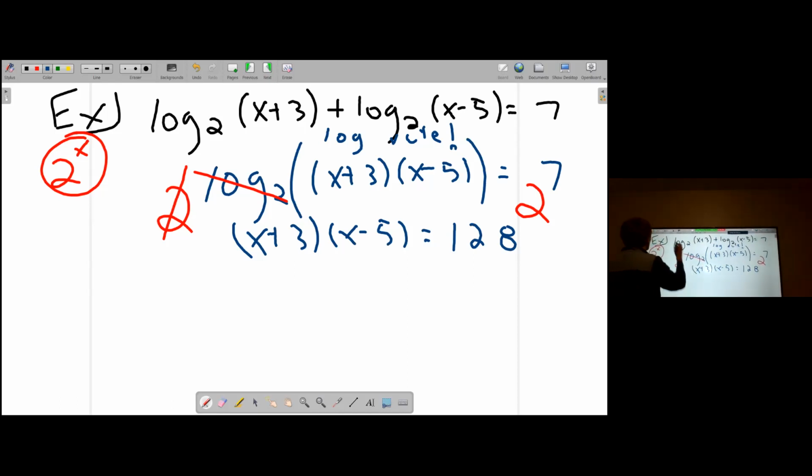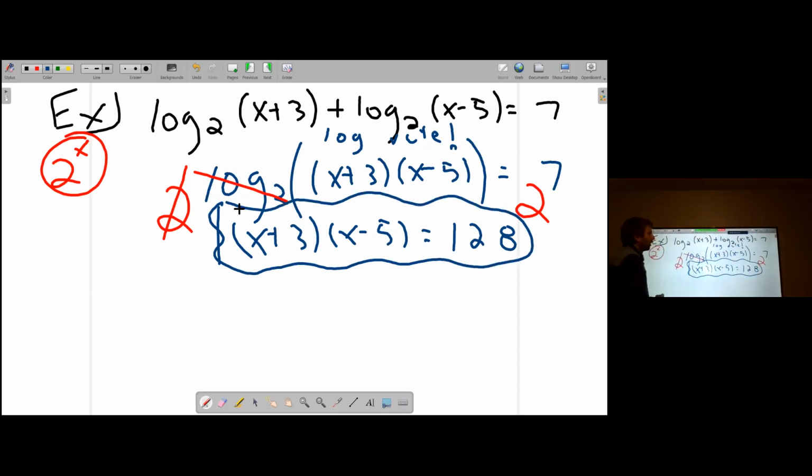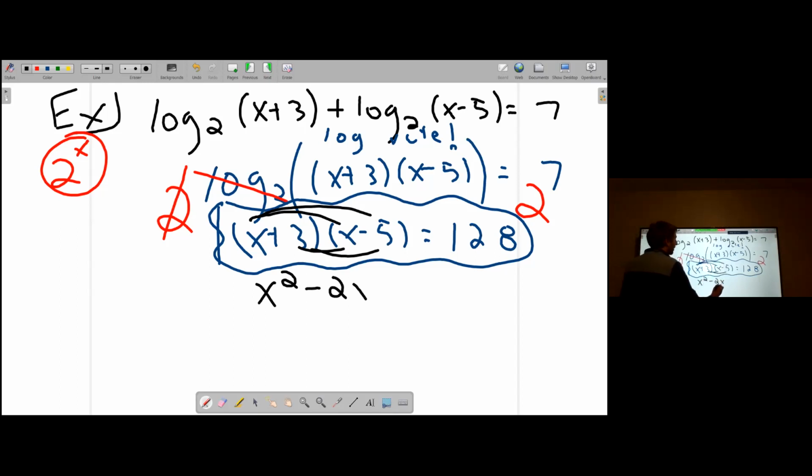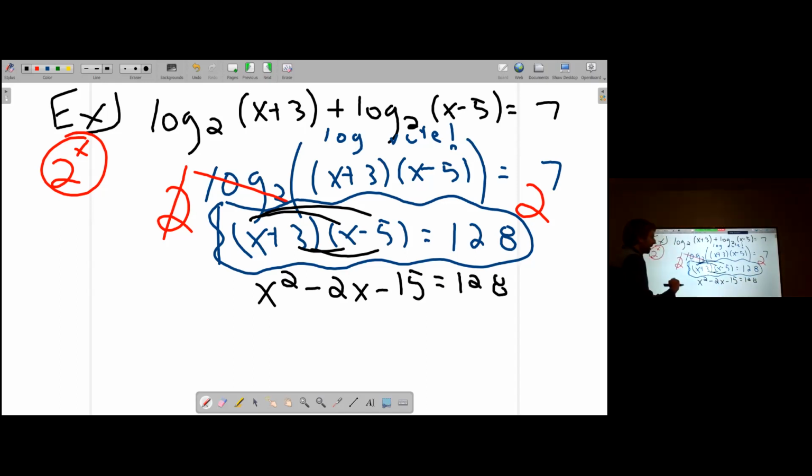And now what we have, we're not done yet, but we have this equation to solve. This is just a polynomial, right? You don't have to solve things like this. Let me maybe FOIL this out. We're going to get x squared minus 5x plus 3x. That's going to be a minus 2x minus 15 is equal to 128. Okay.